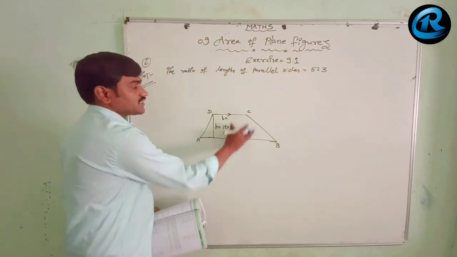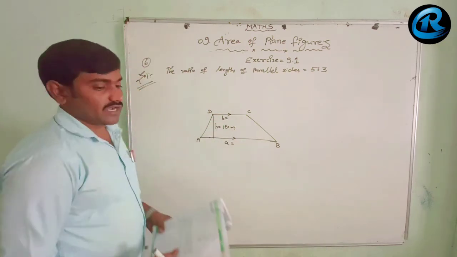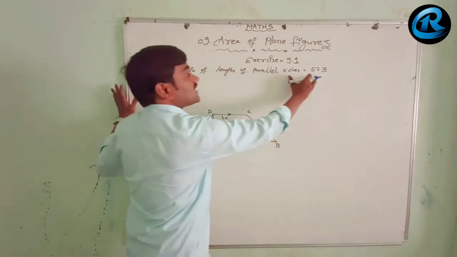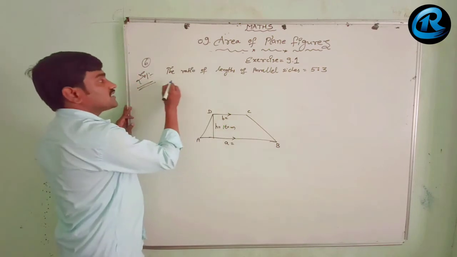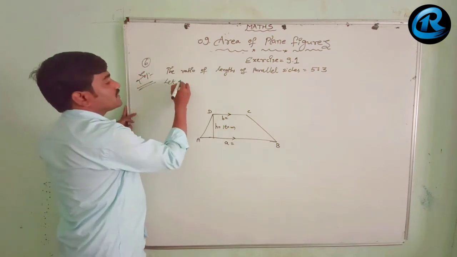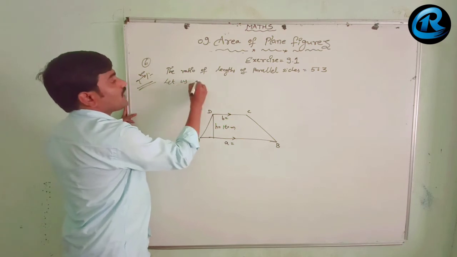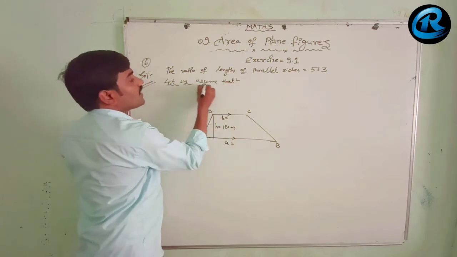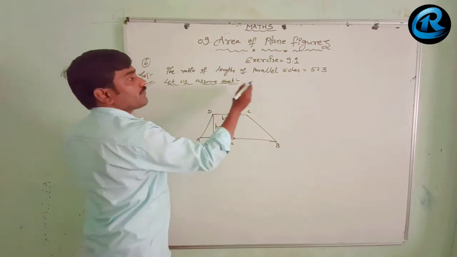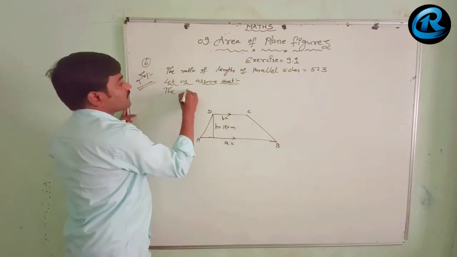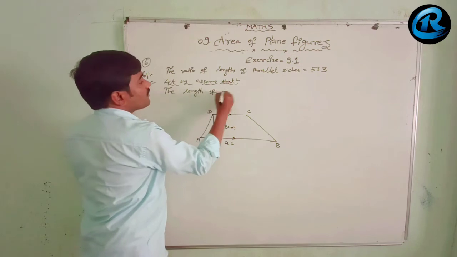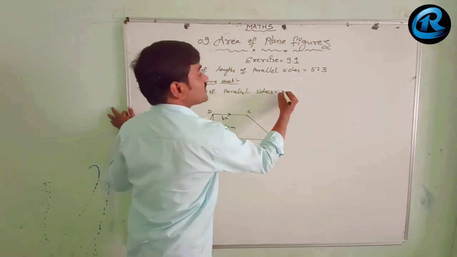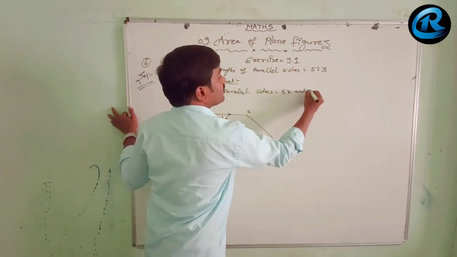And the complete area of the trapezium is also given, so that we will also write. First of all, we need to find the length of its sides. The lengths of the sides are given in the ratio 5:3. So let us assume that the length of the parallel sides are 5x and 3x.